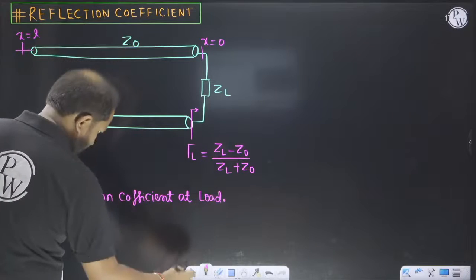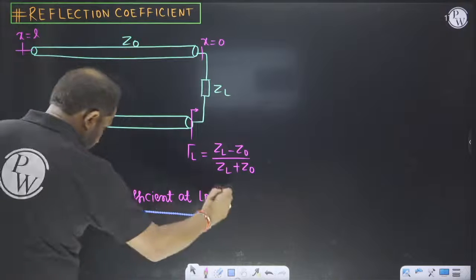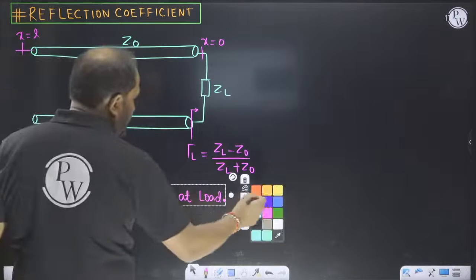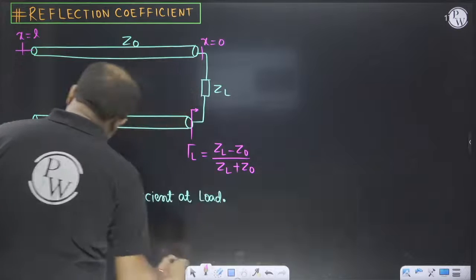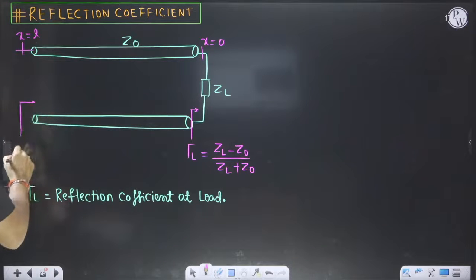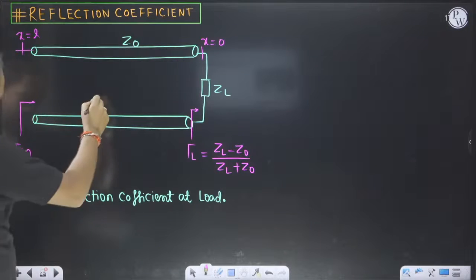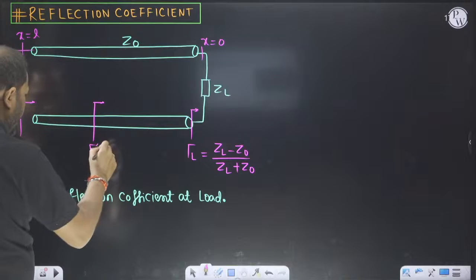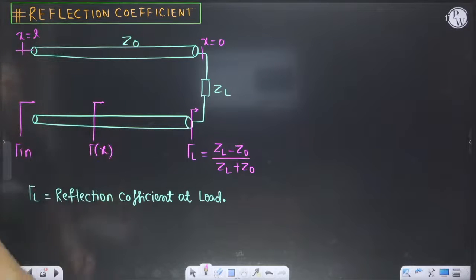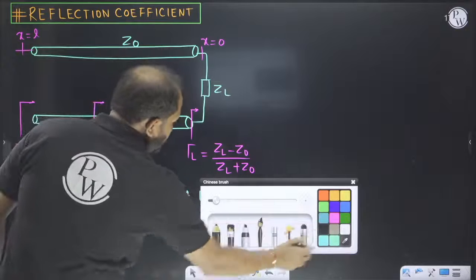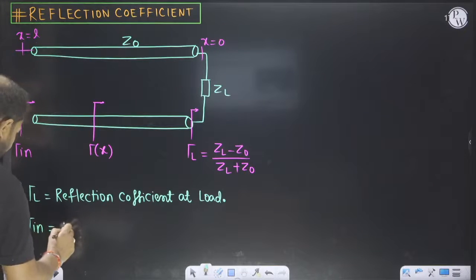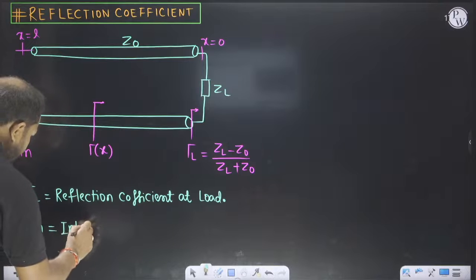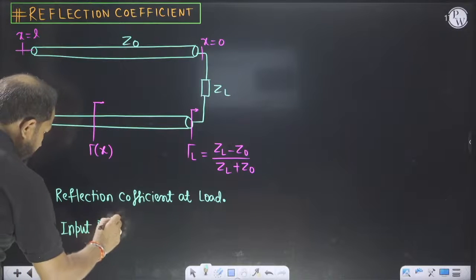Yes sir. Then we calculate input reflection coefficient. Then we calculate a reflection coefficient at a distance x. So there are 3 formulas. The second one is input reflection coefficient.